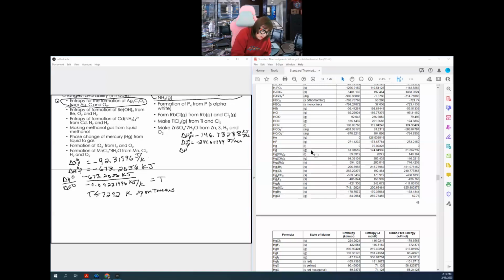So delta H naught over delta S naught is negative 146.73288 over negative 0.294051444 kilojoules per Kelvin. And that's going to equal, and notice those are both negative, so that's going to be 499 Kelvin.